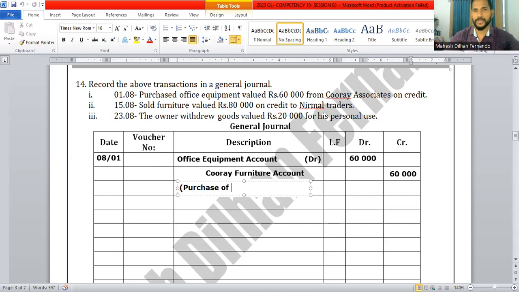Purchase of office equipment on credit from Kure furniture.